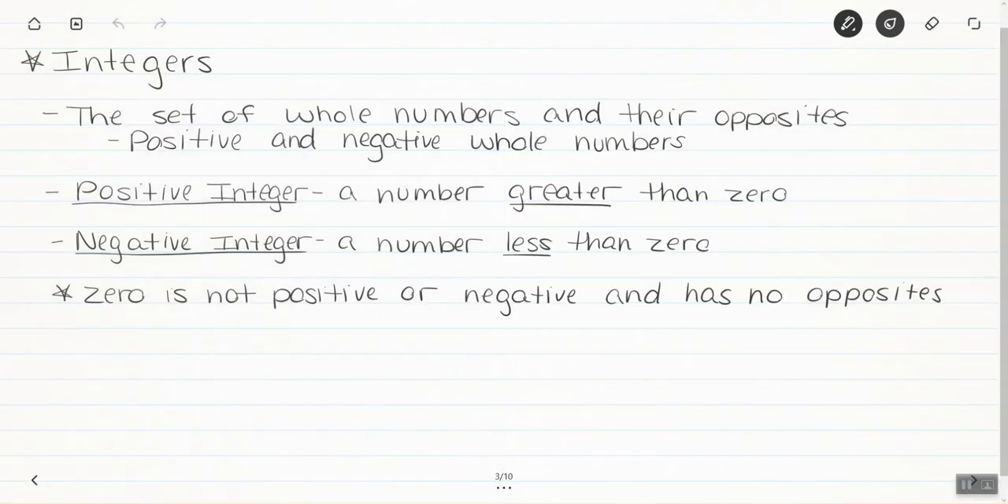All right, so our first notes for integers. Go ahead, pause, write all these in, and then I'm going to go over them. So if we talk about integers, integers are the set of whole numbers and their opposites. So whole numbers can be either positive or they can be negative, but they have to still be a whole number in order to be an integer. And we'll talk about that in a minute.